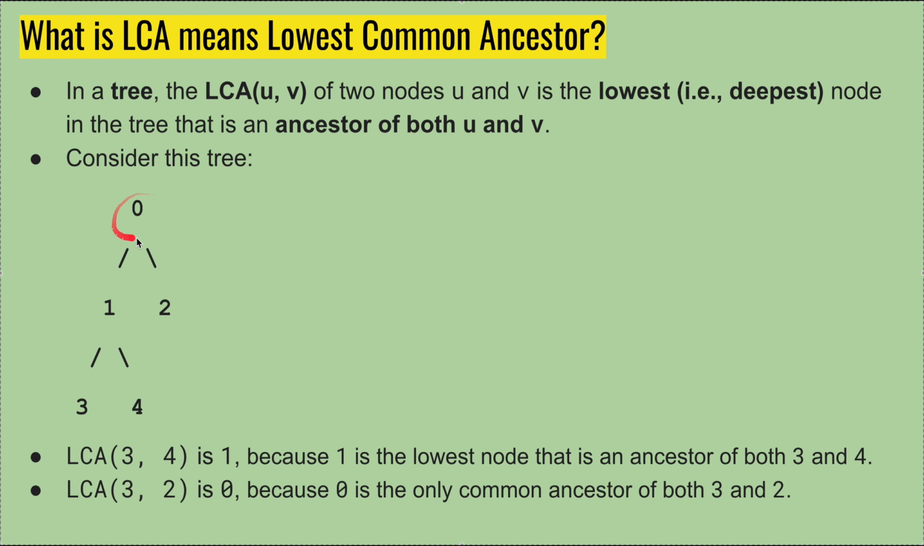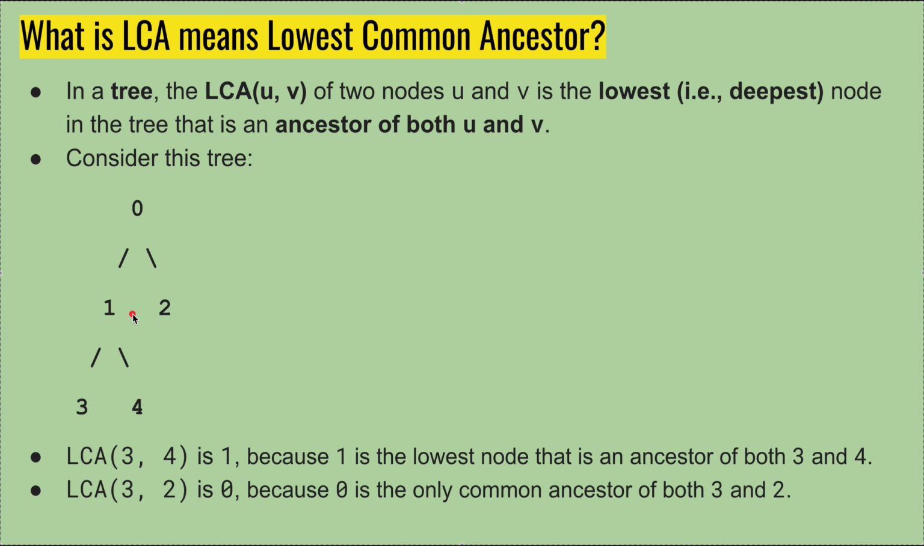So what is LCA? Suppose in a tree, the LCA of two nodes, let's say U and V, is the lowest, that is, the deepest node in the tree that is an ancestor of both U and V. For example, if we take the LCA of 3 and 4, it will be 1, right? Because 1 is the lowest node that is an ancestor of both 3 and 4.